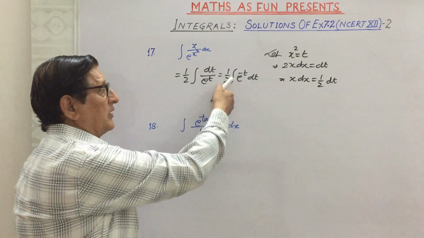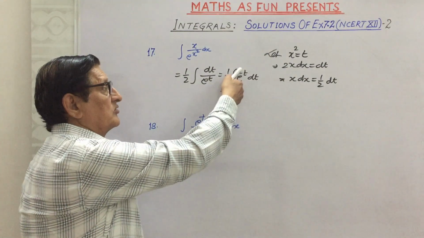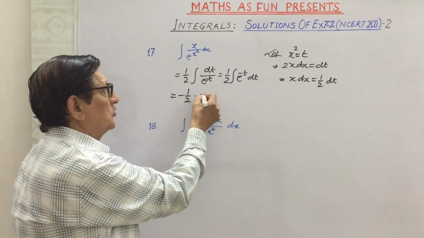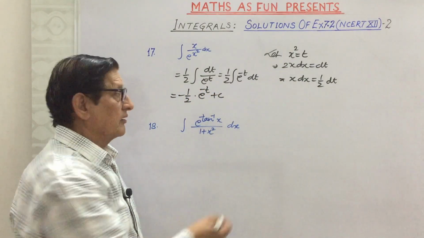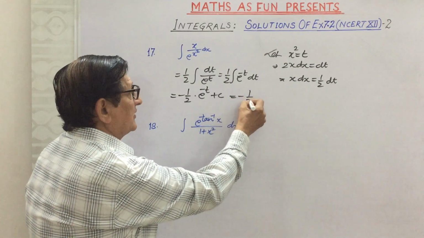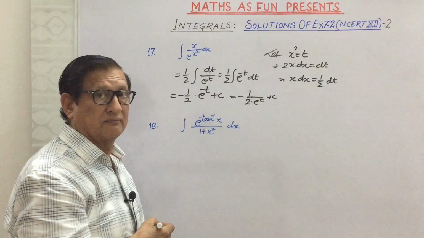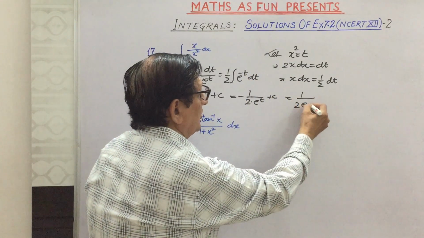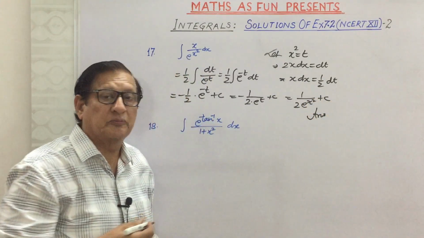Integral of e power minus t will be minus e power minus t, because minus 1 is multiplied here. So we get here minus 1 upon 2 e to the power minus t plus c. We can write this as minus 1 upon 2 e to the power t plus c? Substituting the value of t, we get minus 1 upon 2 e to the power x square plus c, which is the answer to the problem.